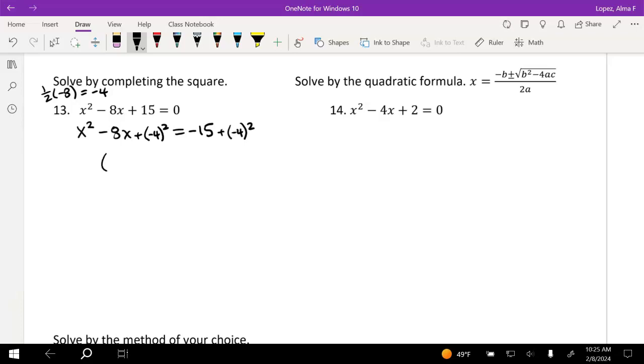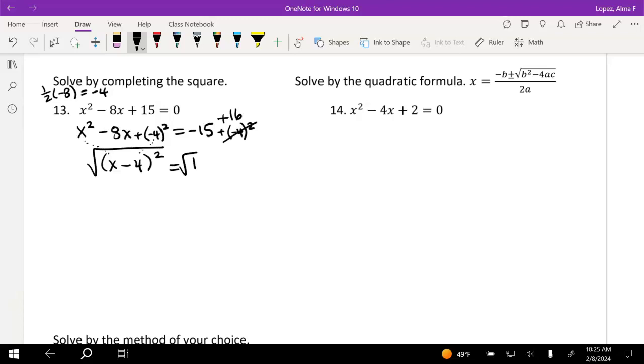Now, we did all of that so that we could write a completed square on the left. What is being squared on the first term? An x. What is being squared in the last term? A negative 4. On the other side, we can clean it up. Negative 15 plus negative 4 squared. Remember, when a number is squared, it automatically becomes positive, so we have negative 15 plus 16, which is 1.